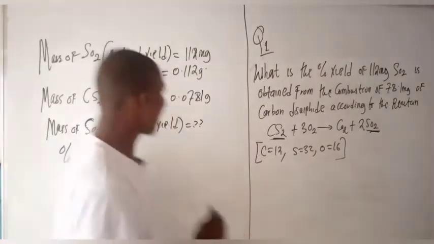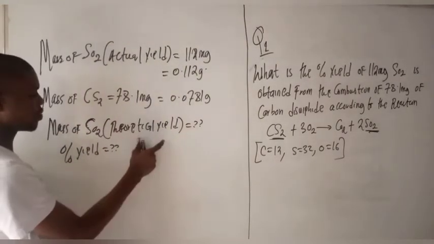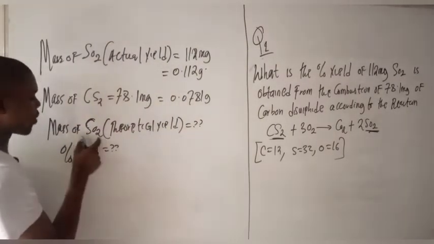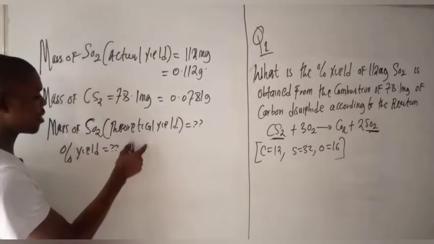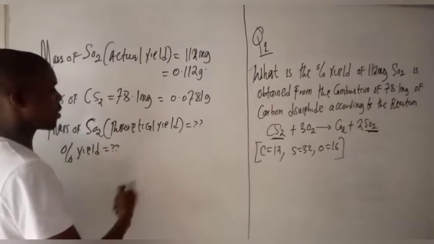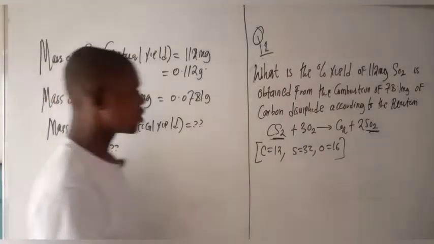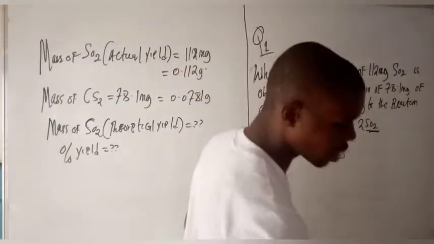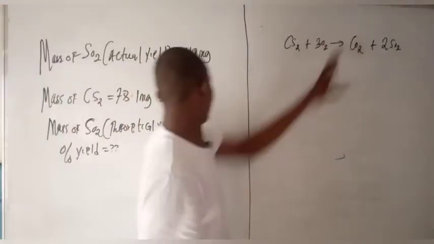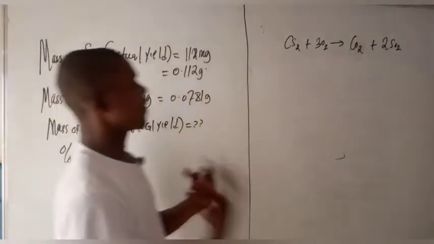So now let's use the mass of this one here to calculate what mass of this one here. The mass of SO2 I want to calculate; this is the theoretical mass. So how do we do that? Follow a simple method which I'm going to show you here. In order to calculate the mass of this one, it's very easy.